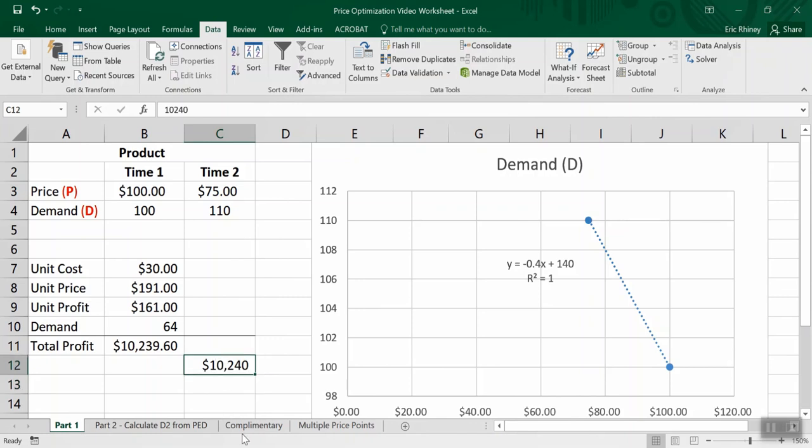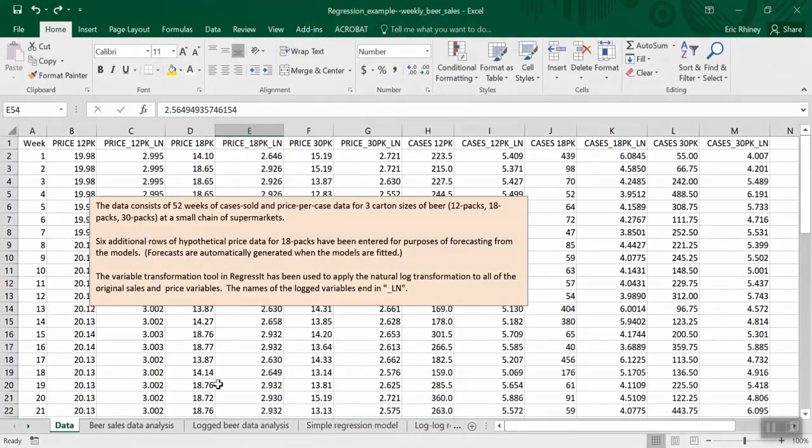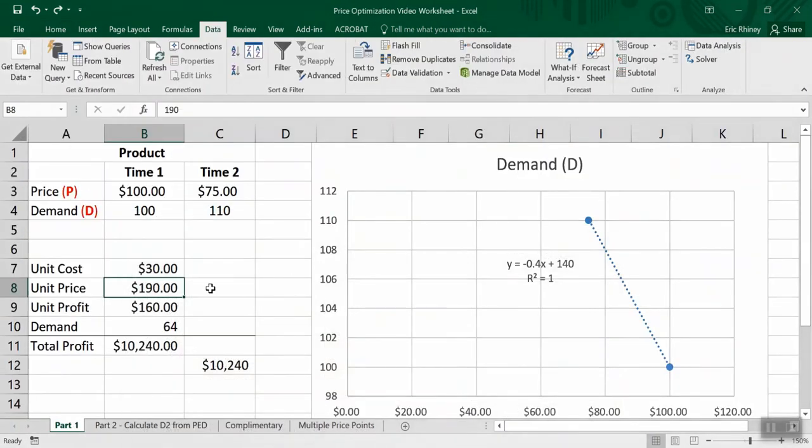Why is this not working? It went down, if you can compare these two, to $10,239. All right. If we were to go to 189, just a dollar below, and again, for some reason my keyboard is no longer working, but we would also see that the total profit, even though our demand might go up, would actually go down. So 190 is our ultimate price point.